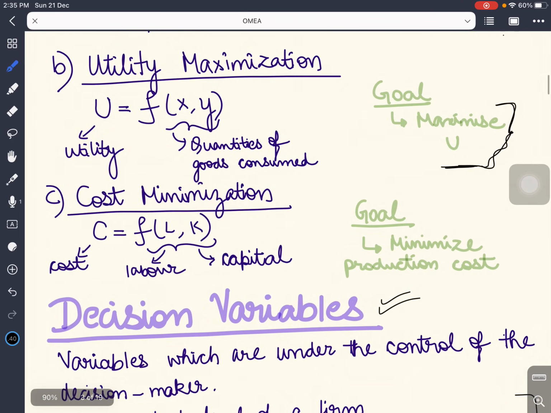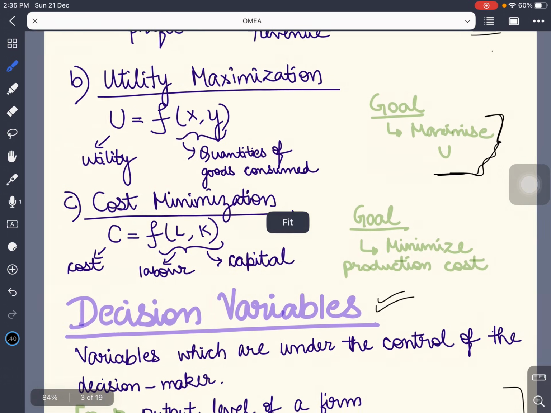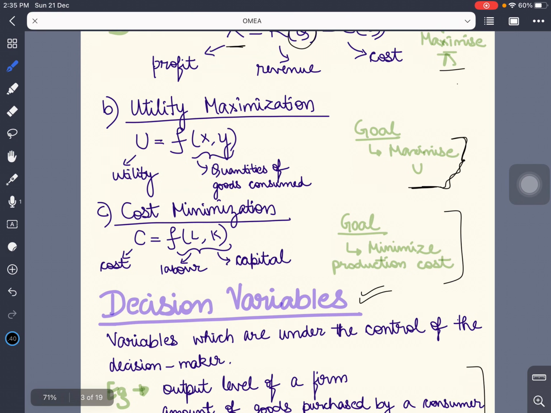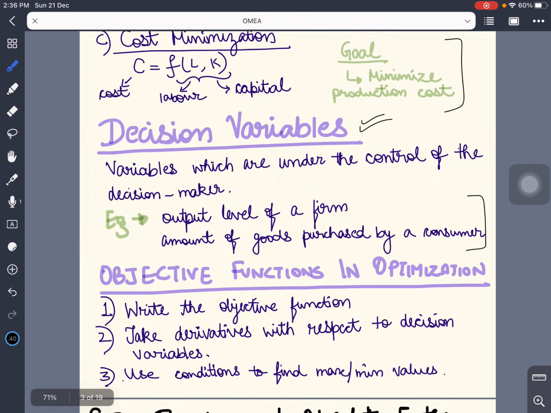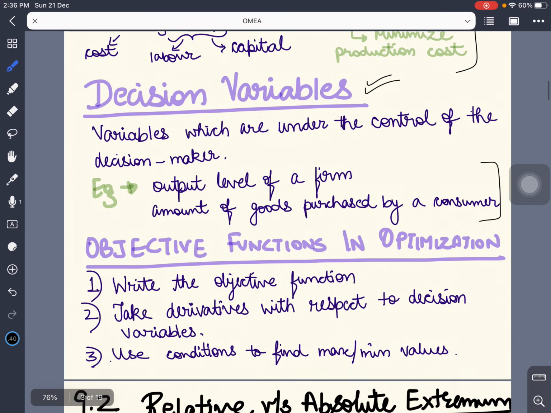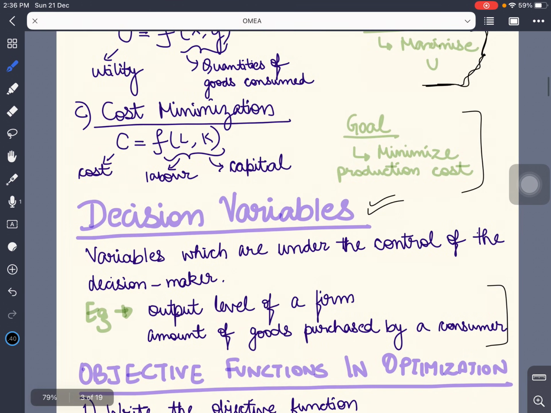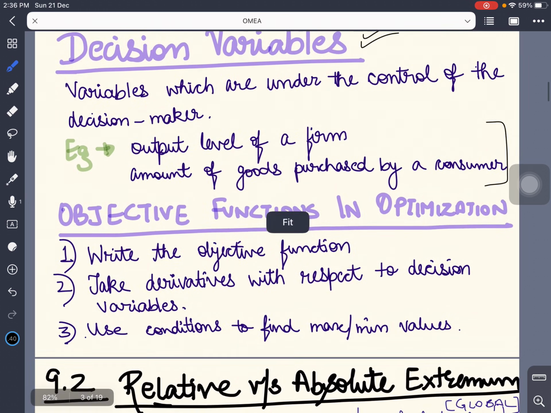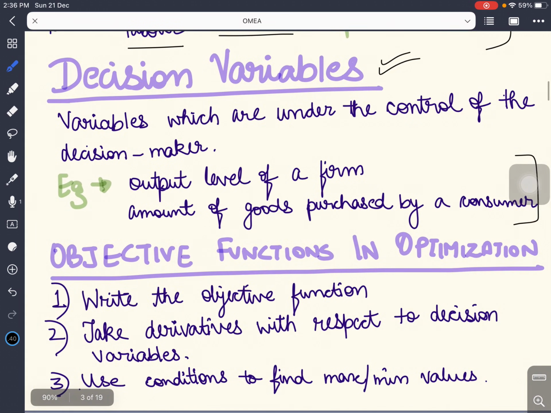Third example, cost minimization. The goal is to minimize the production cost. The objective function is cost, denoted by C, which is a function of labor and capital. So the decision variables under the control of the decision maker are the output level or the amount of goods purchased by the consumer in case of utility, or the labor and capital in case of cost minimization.